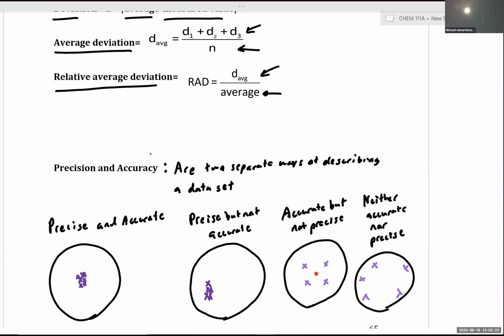Does that make sense? Is everyone clear on why we're talking about precision and accuracy and why it's important to use those terms following their intended correct meaning?